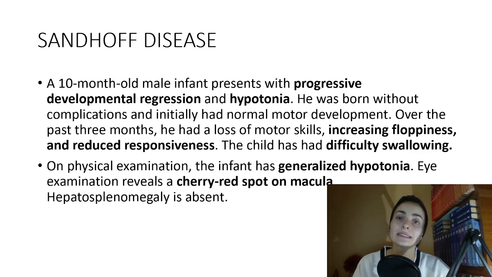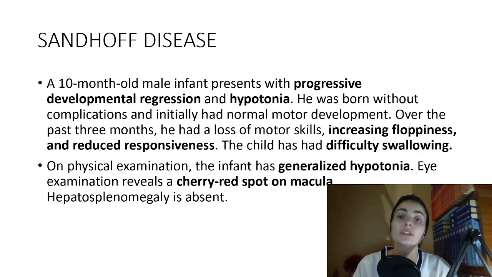Next disease is Sandhoff disease. A 10-month-old male infant presents with progressive developmental regression and hypotonia. He was born without complications and initially had normal motor development. Over the past 3 months, he had a loss of motor skills, increasing floppiness, and reduced responsiveness. The child has had difficulty swallowing. On physical examination, the infant has generalized hypotonia. Eye examination reveals a cherry red spot on the macula.